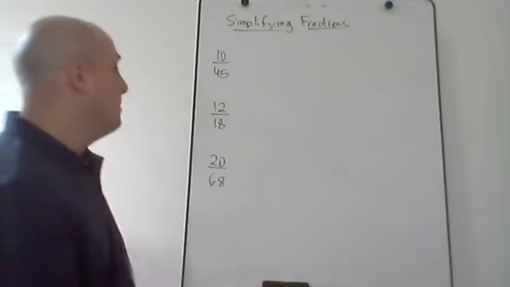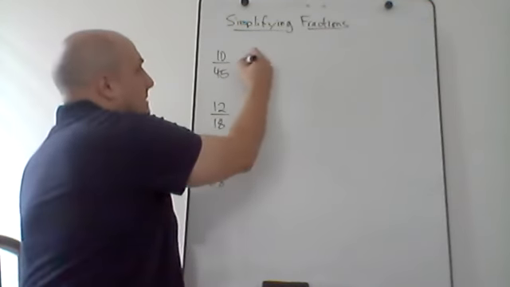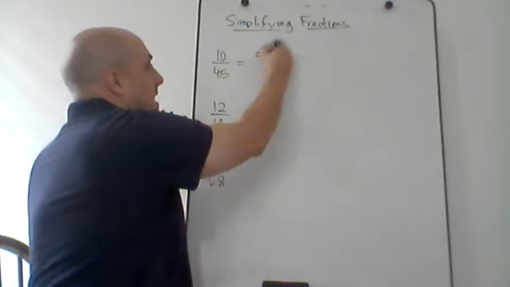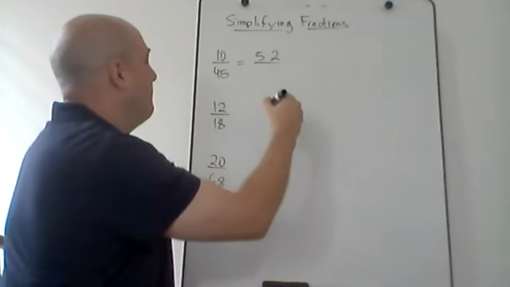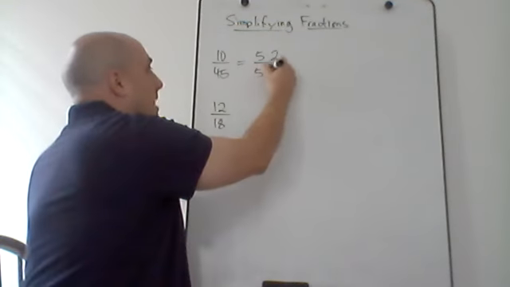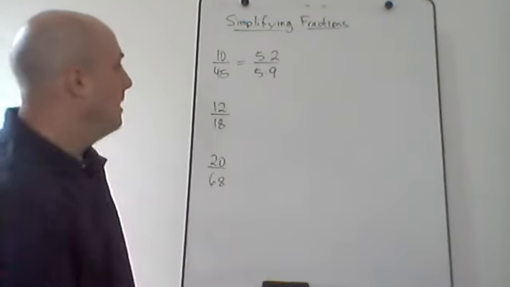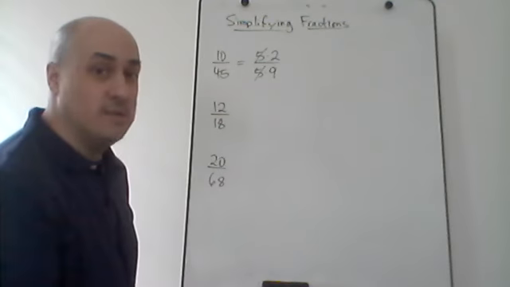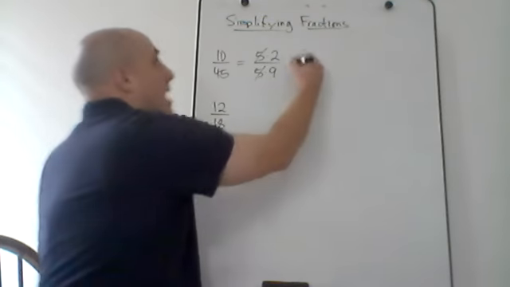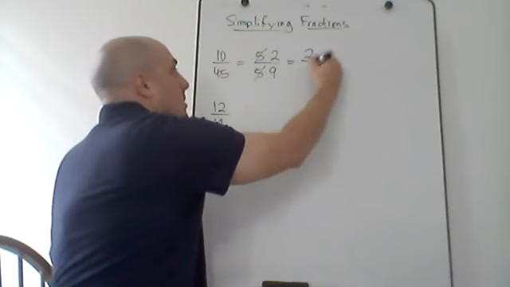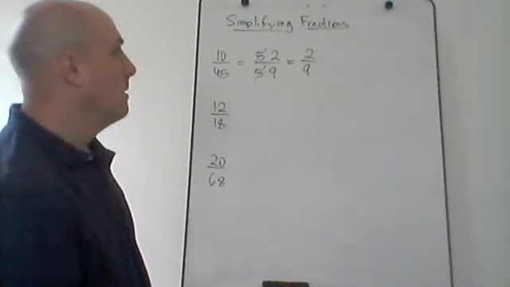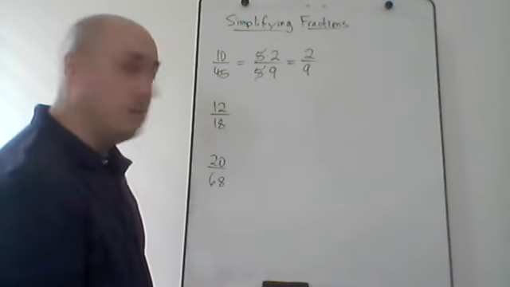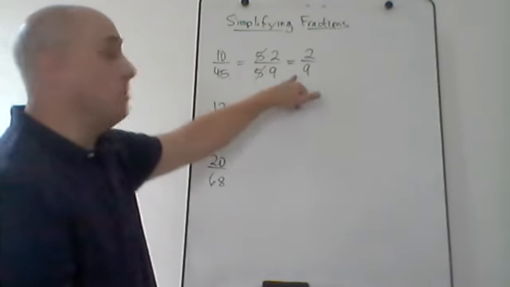All right, so 10/45. Well, let's see if we can factor these. 10, that's equal to 5 times 2, and 45 is equal to 5 times 9. All right, so I have a factor of 5 in both my numerator and denominator. Those are going to cancel out, which is going to give me 2/9. All right, so 10/45 is equal to 2/9.